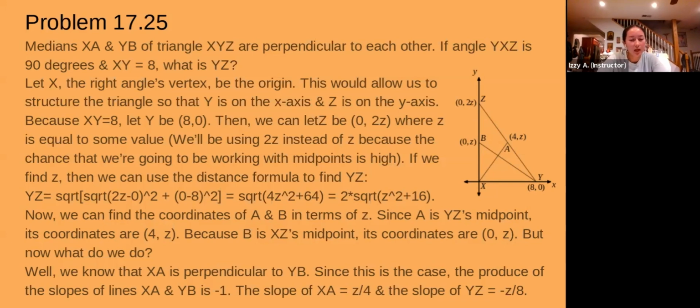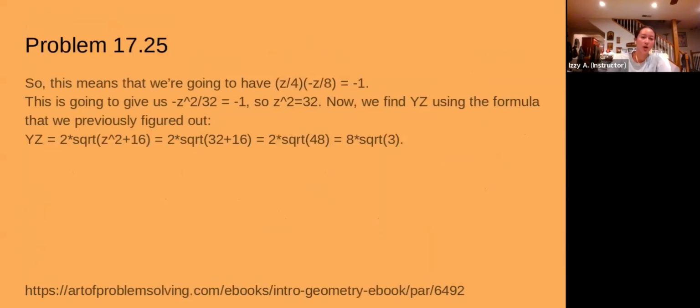So the slope of XA is going to be equal to z over 4, and the slope of YB is going to be equal to negative z over 8. To continue on, if we multiply the two slopes that we just found together, that's going to be equal to negative 1. So this is going to give us negative z squared over 32, which would be equal to negative 1. So z squared would be 32.